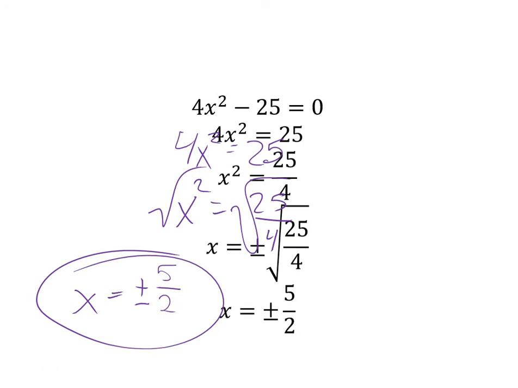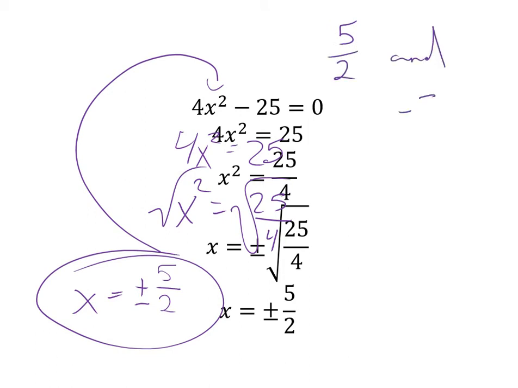If we were to plug this number in, we would get 0. The plus or minus means that we have 5 over 2 and negative 5 over 2. That's what plus or minus means. It's two answers written in shorthand.